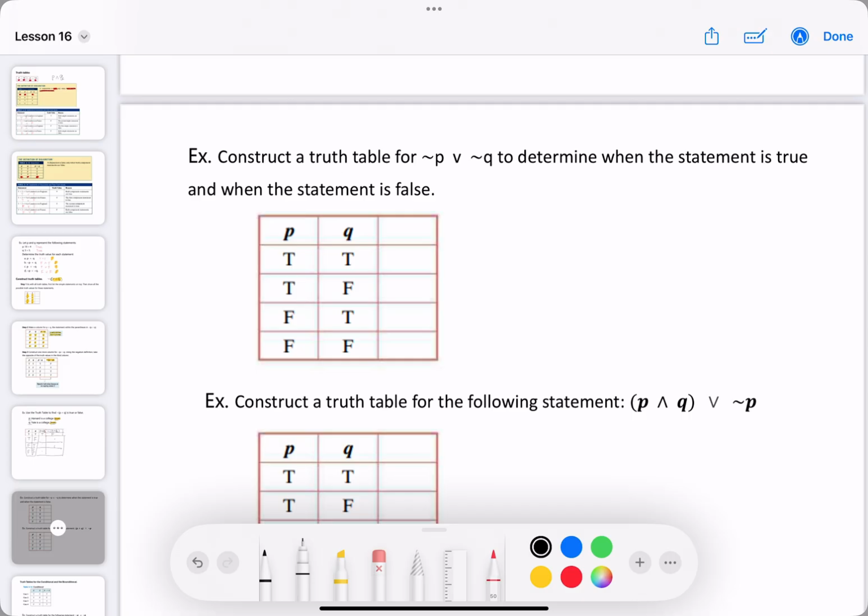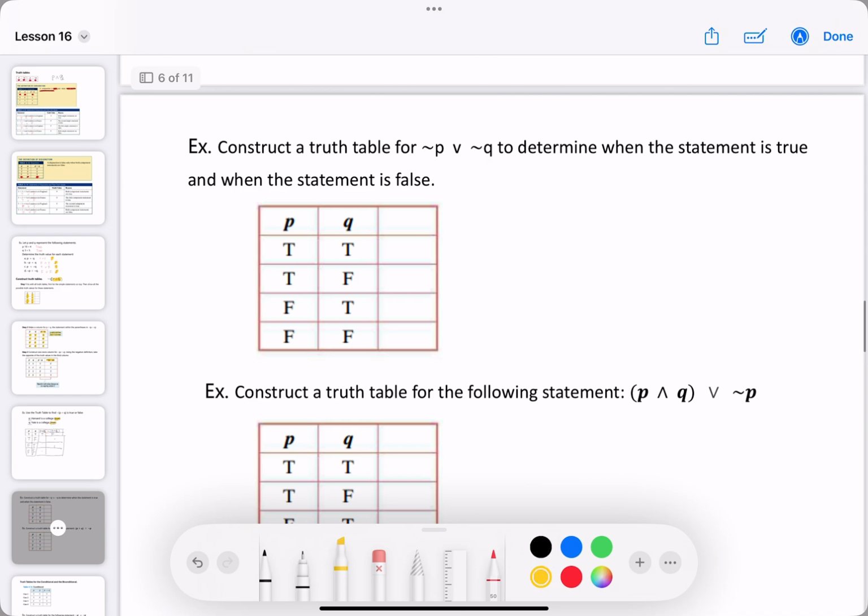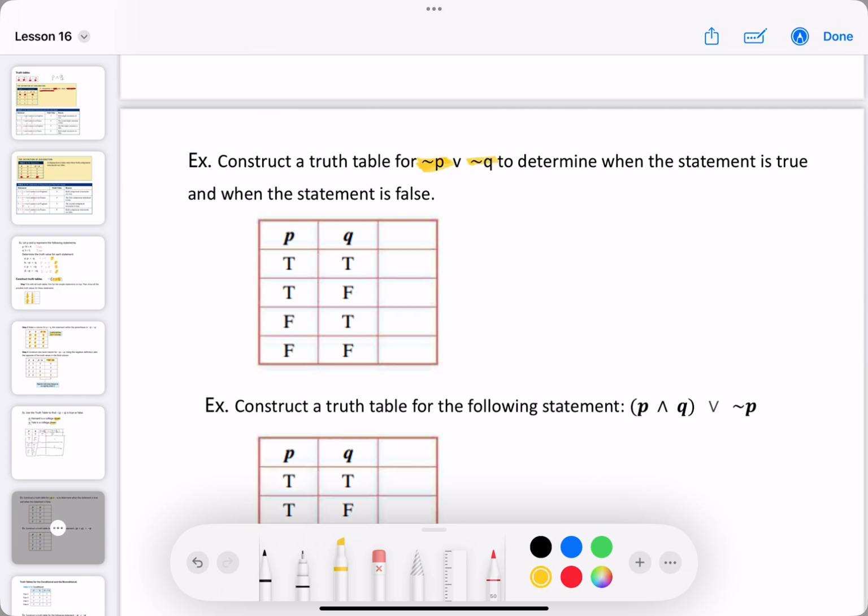Okay, let's see the next one. Construct a truth table for not P or not Q. What should I do here? First I'm going to list all the possible true or false values for P and Q. Next step, I'm going to find not P. Then I'm going to find not Q. The last step, I'm going to find not P or not Q. Let's start from not P. For the P column, we have not P. They are the opposite: false, false, true, true.